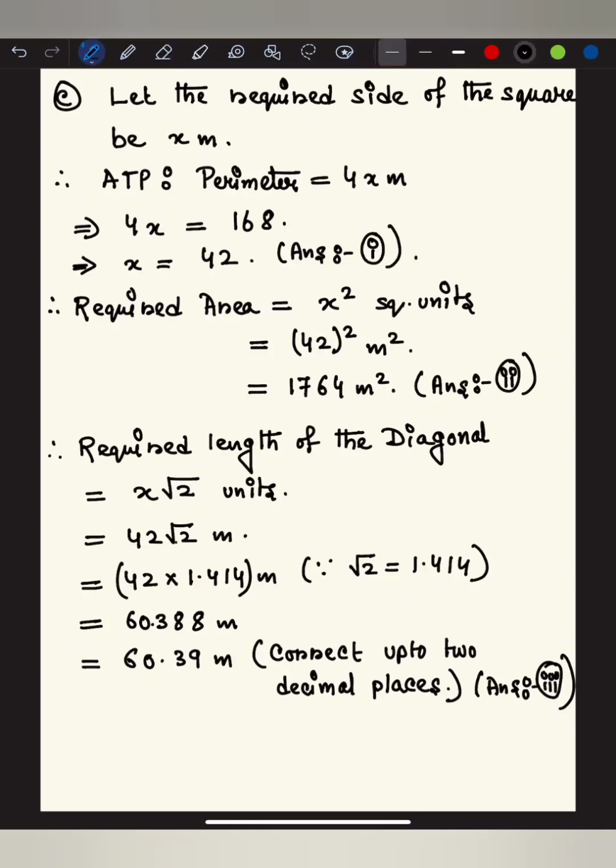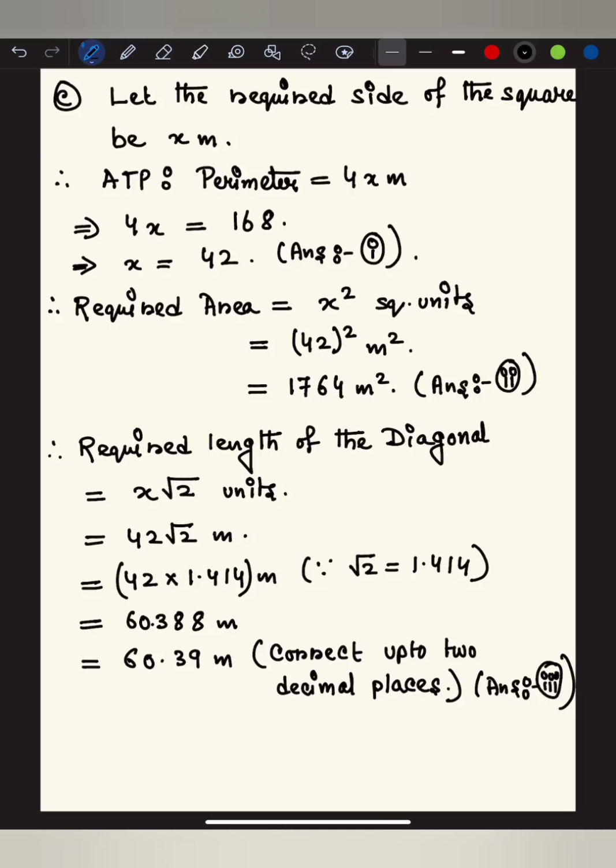So 42 root 2 means 42 into 1.414, which comes up to be 60.388 meter. And if we need to round it off up to 2 decimal places, then since this is 8, which is greater than or equal to 5, it will be rounded off to the next high digit, which is 9. So it will be 60.39 meter, which is correct up to 2 decimal places.